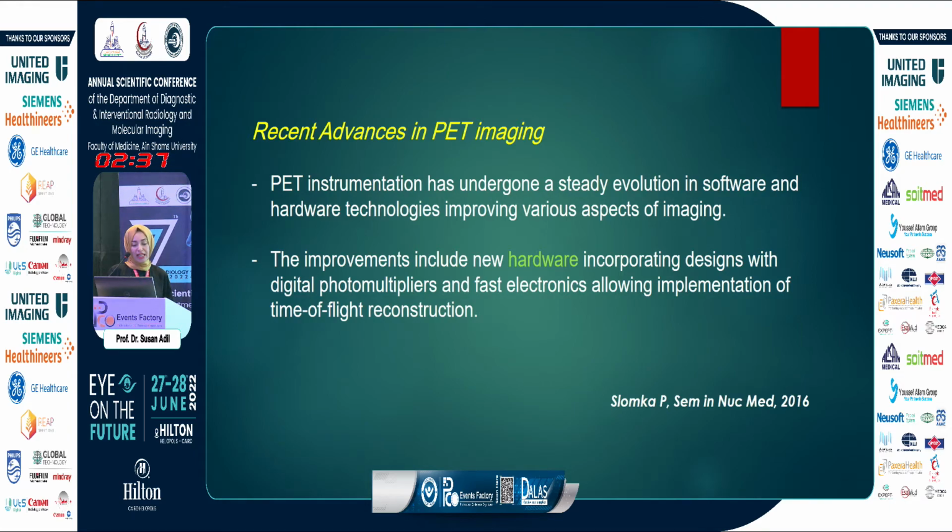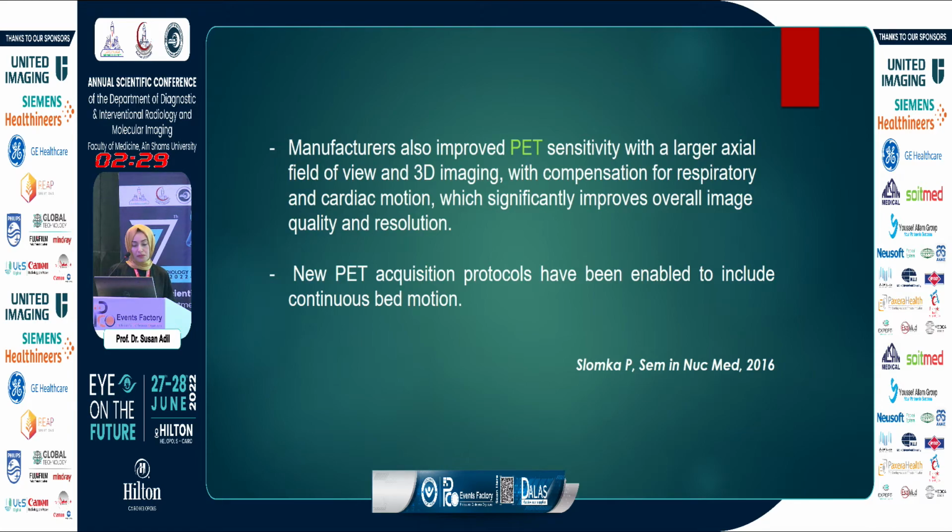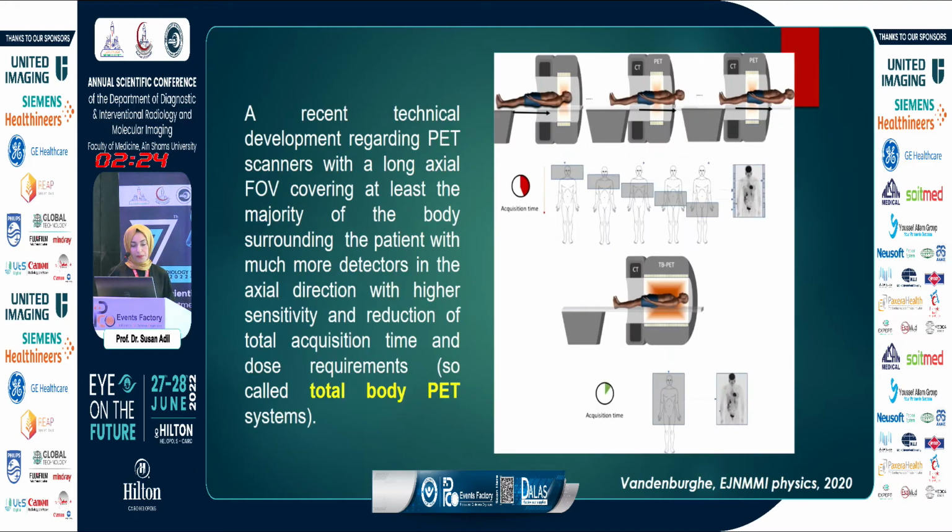Recently, PET instrumentation has undergone a steady evolution in software and hardware technologies, improving various aspects of imaging, which significantly improve overall image quality and resolution. Among these developments is the introduction of total body PET, a recent technical development regarding PET scanners with long axial field of view, covering a majority of the patient body, surrounded with more detectors in the axial direction with higher sensitivity, leading to reduction of the total acquisition time and dose requirements.